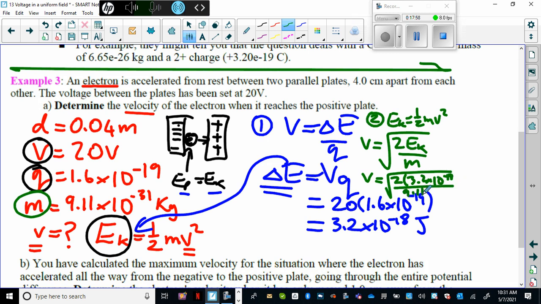The square root of 2 times 3.2 times 10 to the negative 18 divided by the mass. Oh my. Lucky we got different colors here. The negative, yeah, look at that, that drives me bonkers.